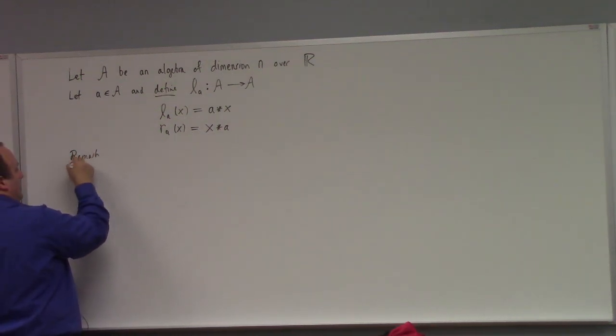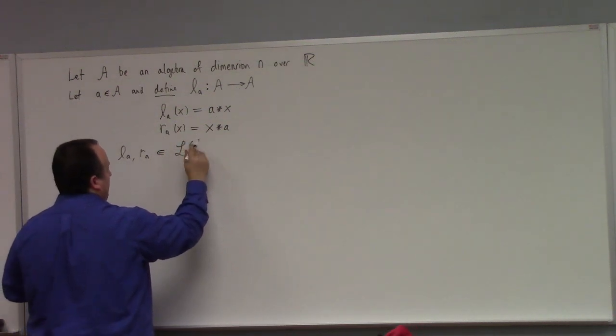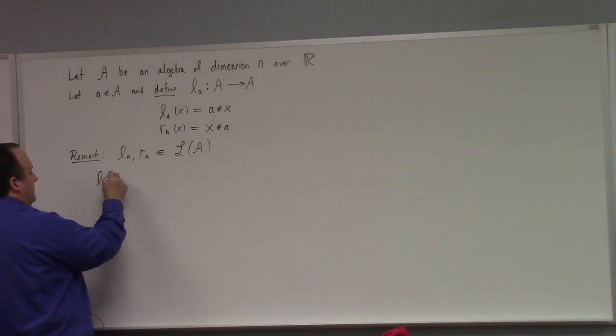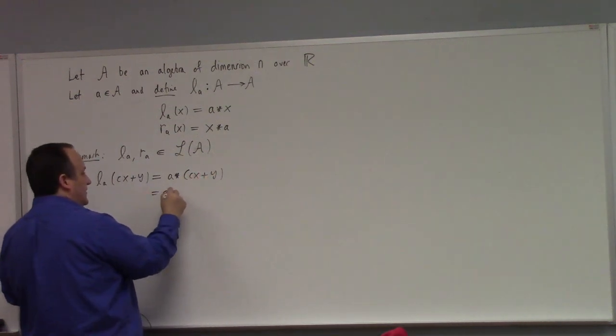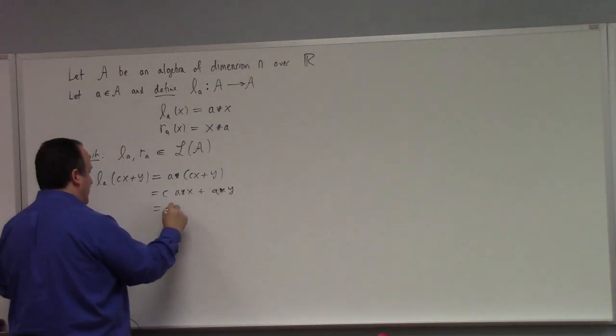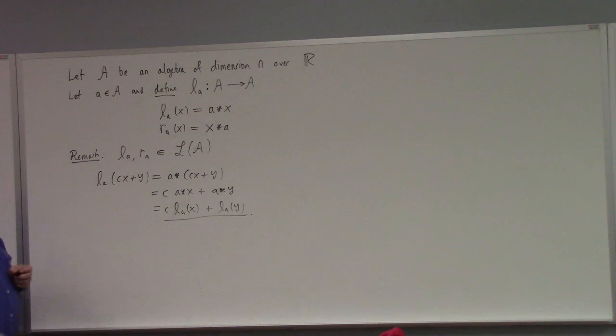Remark, L_a and also R_a are elements of the linear transformations on A itself, right? They are linear transformations from A to A. How do I know that? Well, I'm assuming that the multiplication is bilinear, right? So bilinearity gives me the needed linearity for these maps. Like L sub a of cx plus y is equal to a times cx plus y, which is ca times x plus a times y, right? Which is c times L_a of x plus L_a of y. Therefore, L_a is a linear transformation as claimed. The left multiplication maps are linear transformations.